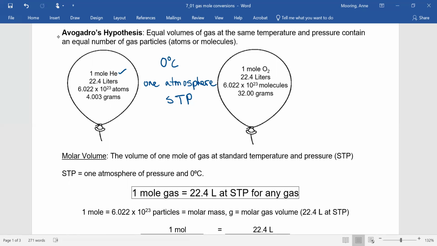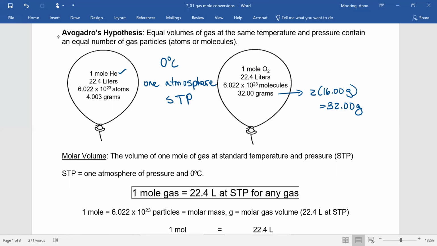The balloon to the right contains oxygen, exactly 1 mole. It also has a volume of 22.4 liters. It contains 6.022 times 10 to the 23rd molecules, but the mass is 32 grams. Remember, we take 2 times 16.00 grams, and that is 32.00 grams.